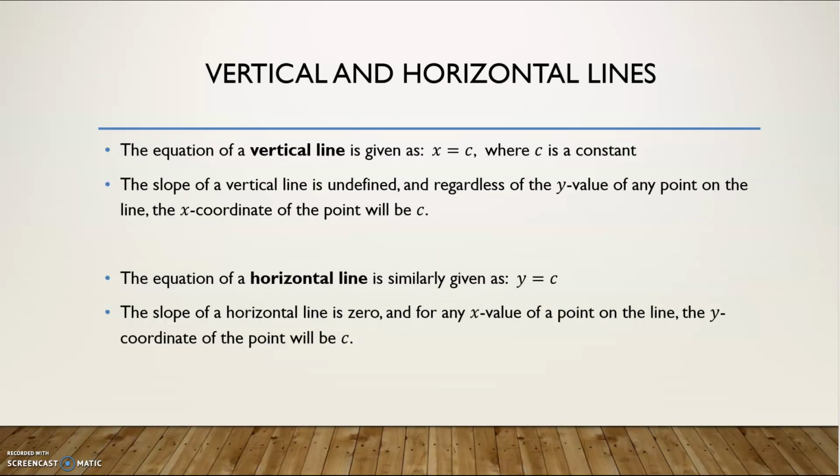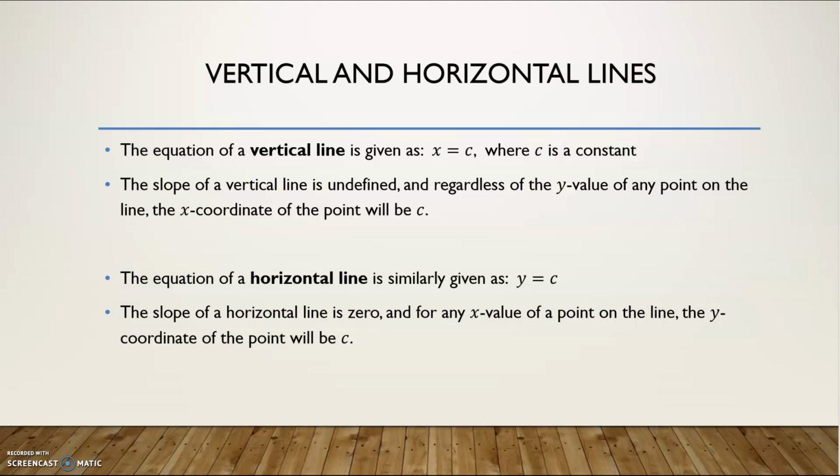Okay, so let's talk about vertical and horizontal lines. So the equation of a vertical line is given as x is equal to some number, so c, and c is a constant. The slope of a vertical line is undefined, and regardless of the y value of any point on the line, the x-coordinate of that point will be c.